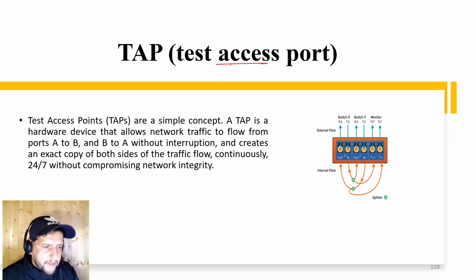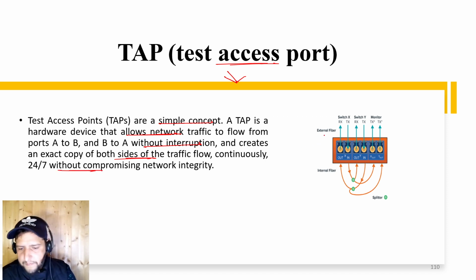TAP is a test access port. It's like getting a copy of all the data. So it's a simple concept. A TAP is a hardware device that allows network traffic to flow from point A to B, and B to A, without interruption, and creates an exact copy of both sides of the traffic flow continuously, 24/7, without compromising network integrity.